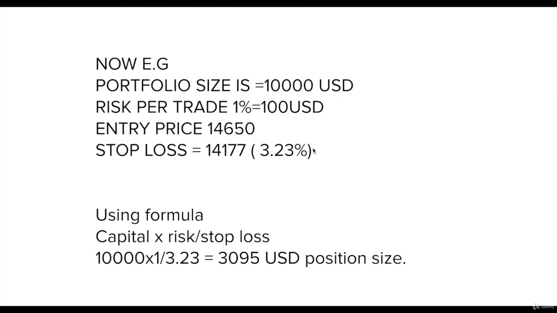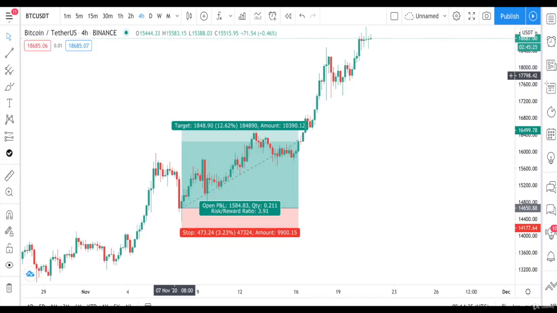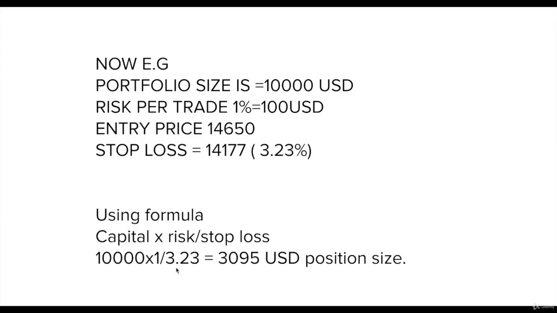So now using the formula, capital multiplied by risk divided by stop loss. So what was our capital? Our capital was 10,000 US dollars multiplied by 1%. We are taking 1% only risk per trade, divided by our stop loss. Our stop loss was 3.23% as I have explained on the chart. So equals $3,095 position size. Now this would be our position size on this trade. It's very simple. No need to calculate the percentages. Simply go to the toolbox, take the long position tool, entry price, decide your stop loss price, and here's the percentage. Just simply divide over here and you will get your position size.